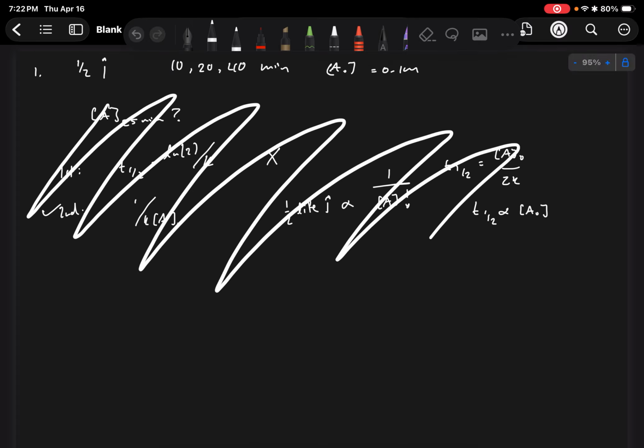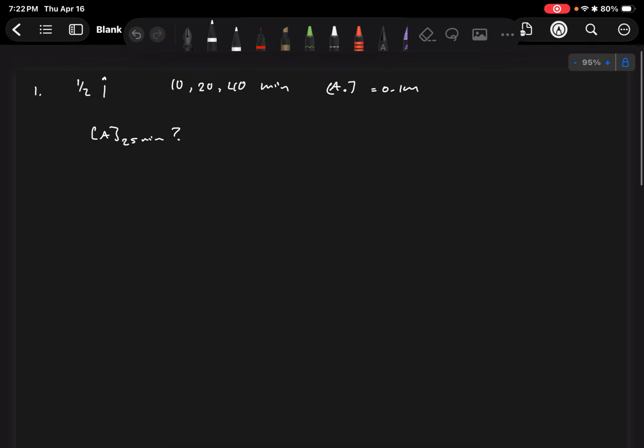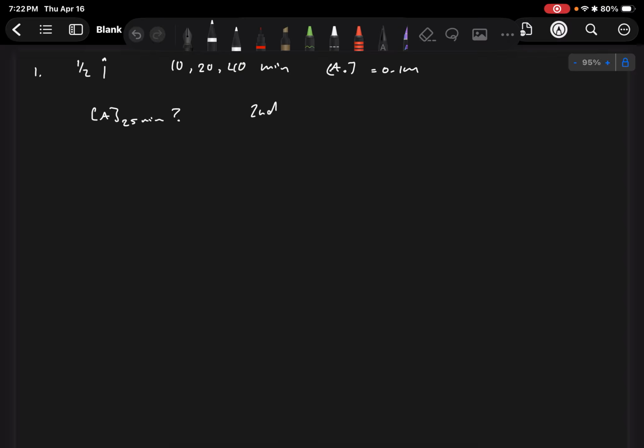So I'm just going to get rid of all of this. Oh wait, there's one other thing that we need: 25 minutes. So we know that this is going to be a second order reaction. Now we can simply fit this into our integrated rate law for the second order. So this is going to be 1 over A_t equals Kt plus 1 over A naught. Okay, so what's K? Oh, we don't have K. We have to find that out. That's annoying. Okay, well, I think we know how to do this.